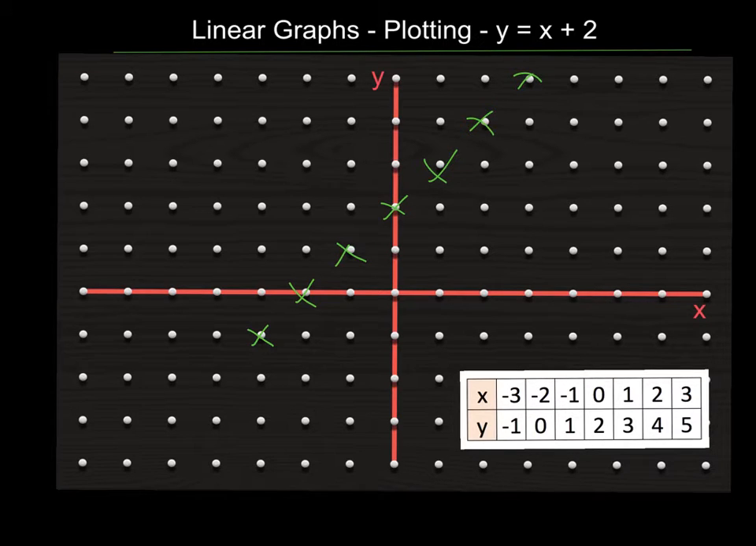So now I've plotted my points, I just need to draw a line through them to make the graph. And there it is. So this line that I've sketched is actually the line of y equals x plus 2. Every point along this graph follows this rule. If you pick a point that isn't on that graph, like this one here, it does not follow the rule. It has to be on this line to follow this rule.